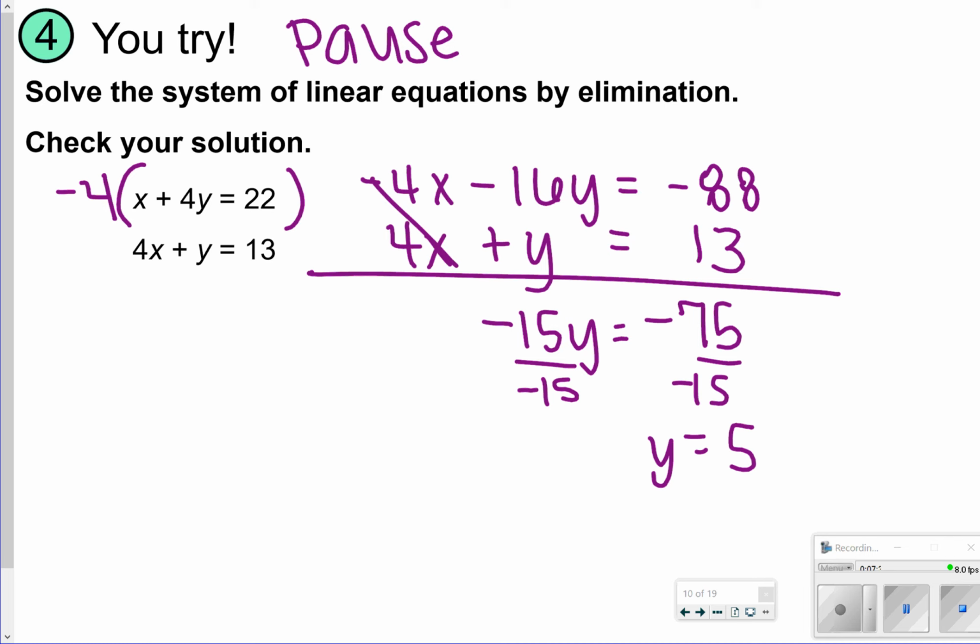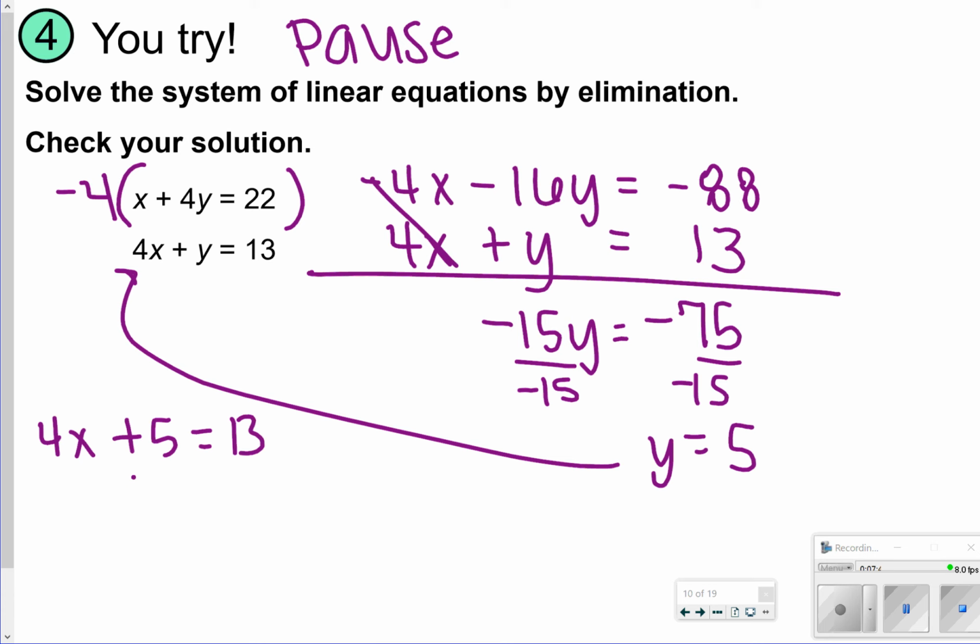So I'm going to go back and plug it into this one I didn't change. So 4x plus 5 equals 13. Subtract 5 from both sides, I get 4x is equal to 8. So x is equal to 2. So my solution for number 4 is (2, 5).